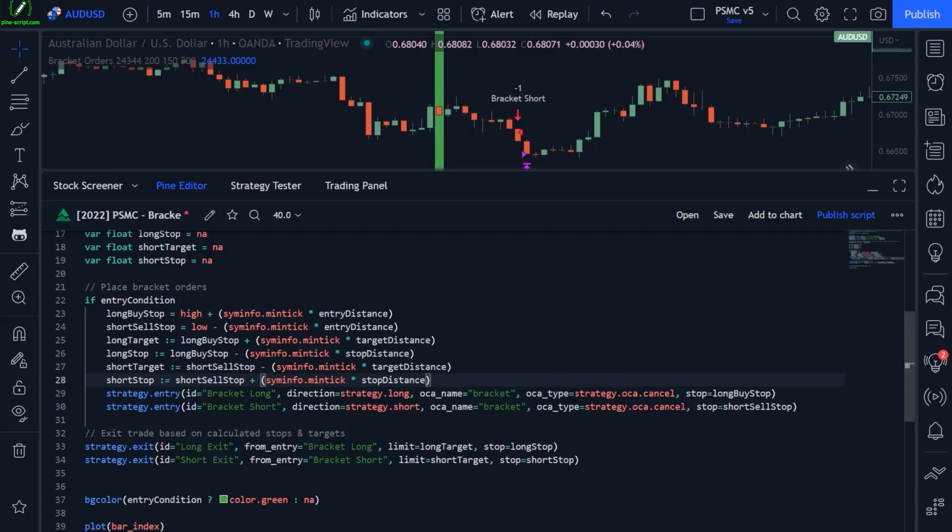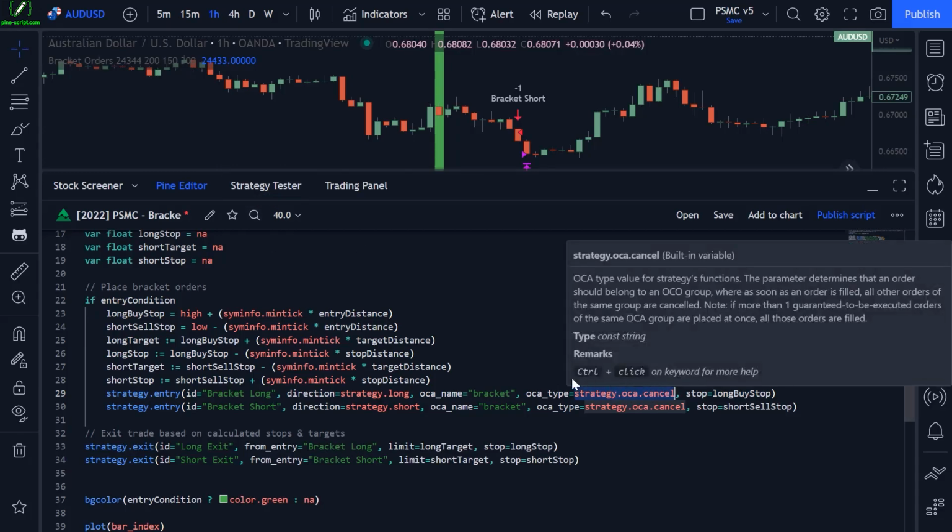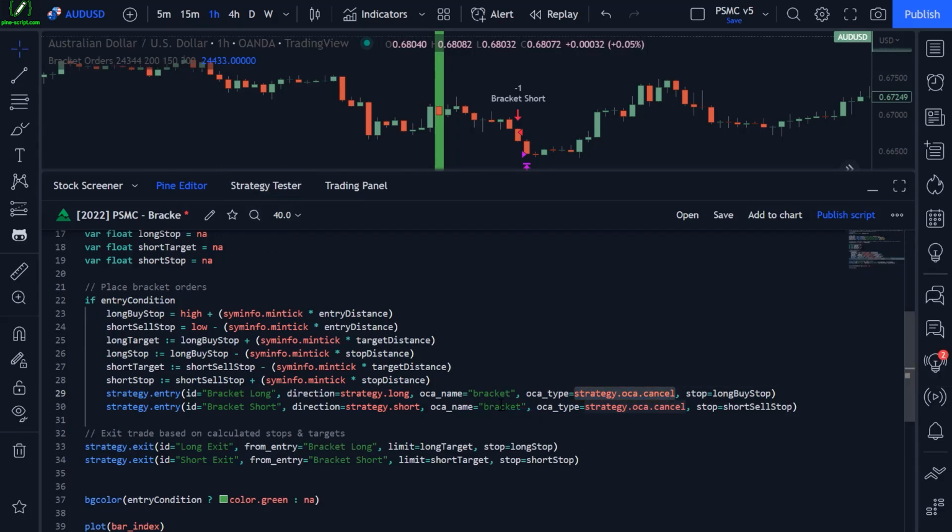Pretty simple. You need to make sure you specify the OCA type, the one cancels all type. You need to specify this parameter as strategy.oca.cancel to tell the strategy tester that you want to cancel any other orders with this same one cancels all ID. And then finally, we need to tell it what price we want to enter our buy and sell stops at. So we pass in our long buy stop and our short sell stop values.